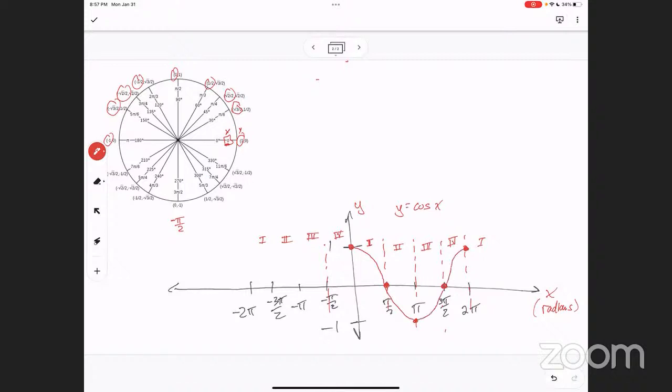And then it keeps going. So this one's going to be here. This one's going to be at -1. This is going to be here. And this is going to be up at 1. So there's 2 periods of the cosine graph.